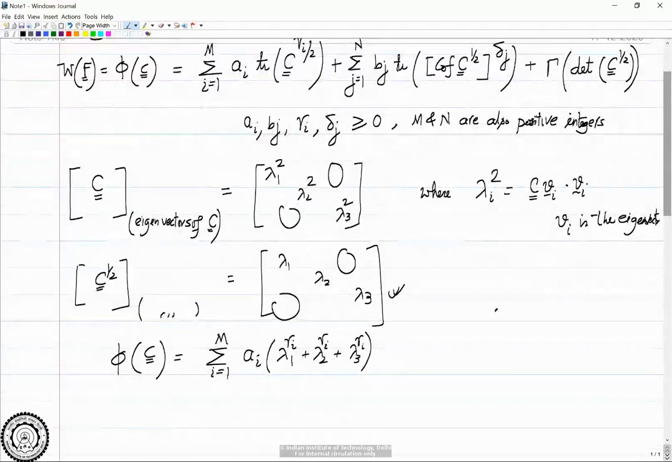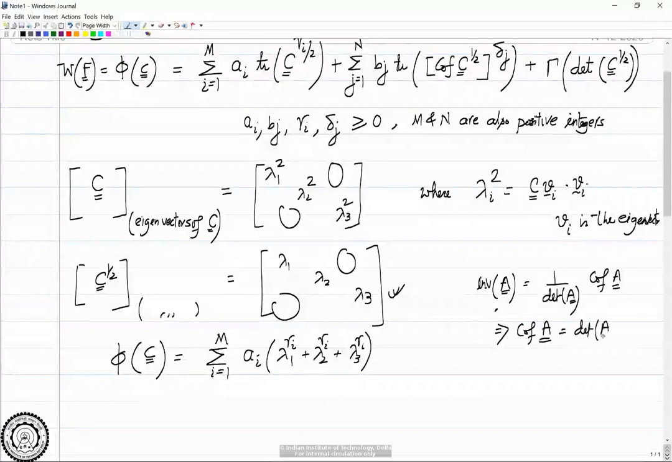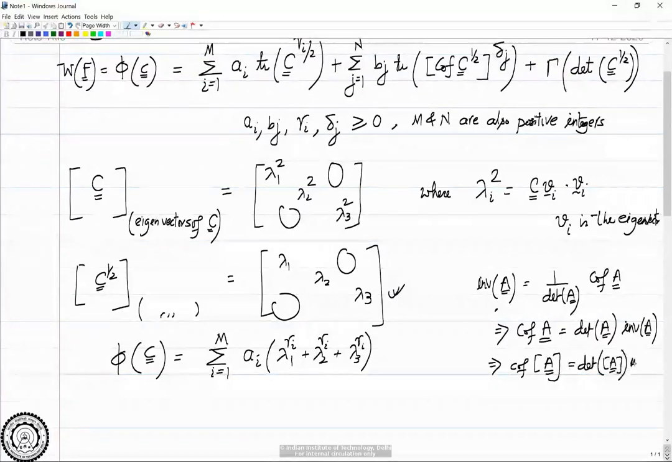Likewise, what happens to the second term? So cofactor. What is the cofactor of a matrix? This is nothing but determinant of that matrix multiplied by the inverse of the matrix, isn't it? Because you know that inverse of a tensor A is 1 over determinant of A multiplied by cofactor of A. So that implies that cofactor of A is determinant of A into inverse of A. Now when you talk of the matrix, the cofactor of matrix A is determinant of the matrix A into inverse of the matrix A.